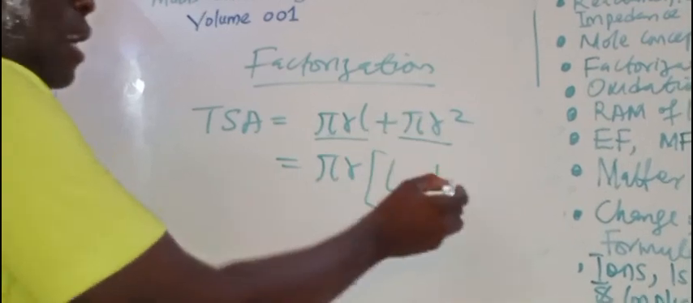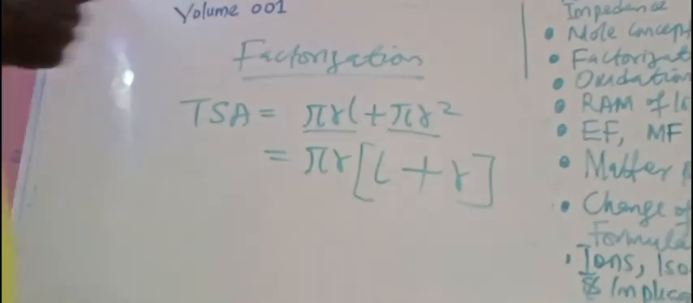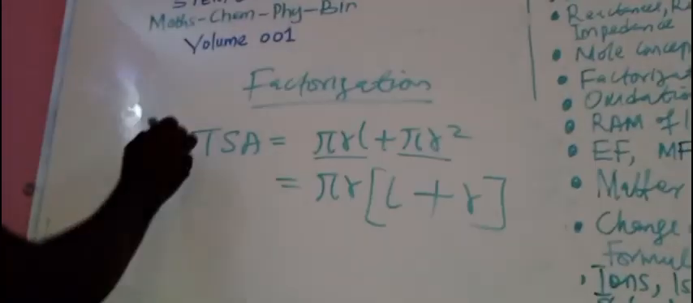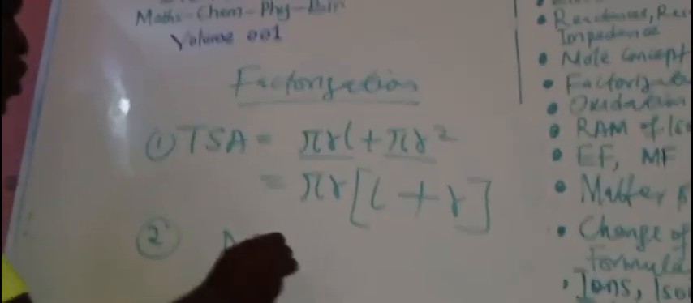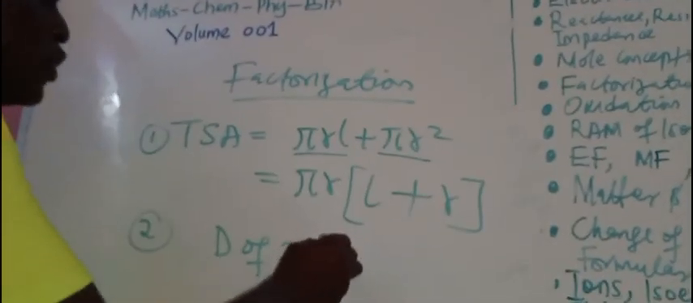Okay? Into, use this to cancel this. I have L left. Plus, use this to cancel this. It will remain R. Stuff like this falls under factorization problem 1. Okay? Number 2 is the one that involves what I call the difference of two squares method.